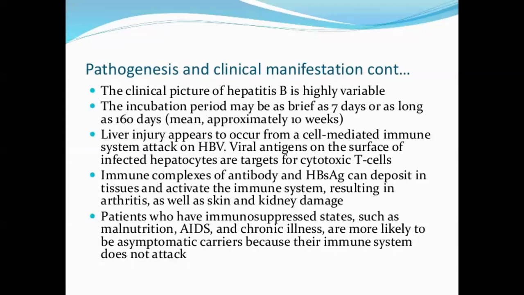The viral antigens on the surface of infected hepatocytes are targets for cytotoxic cells. The immune complex of the antibody and hepatitis B surface antigen can deposit in the tissue and activate the immune system, resulting in arthritis as well as skin and kidney damage. Patients who have AIDS, malnutrition, or a chronic illness don't have a powerful immune system, so they become carriers or asymptomatic.